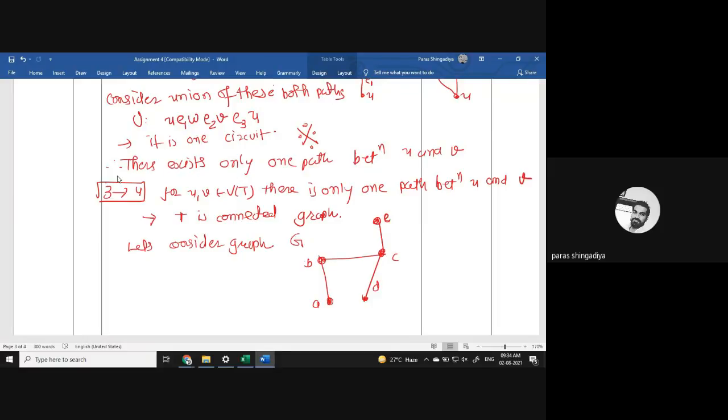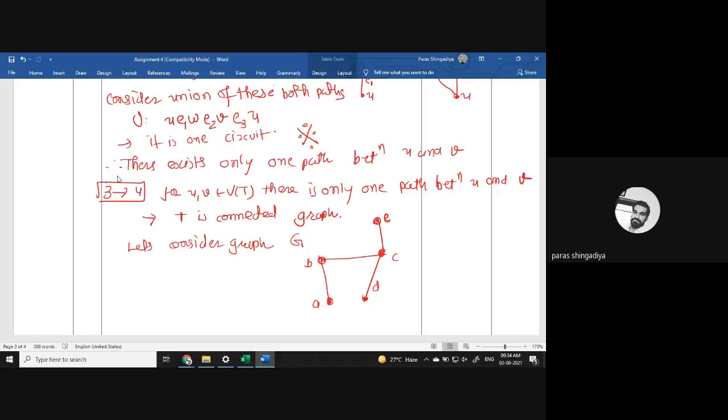But here we'll consider this graph. It is a connected graph with only one path between every pair of vertices. Okay, only one path exists. If I consider B to E by another edge, that creates a closed walk, but it does not contain any such closed walk. It is a tree. So what does it mean?